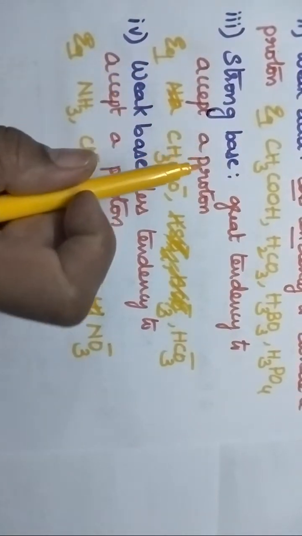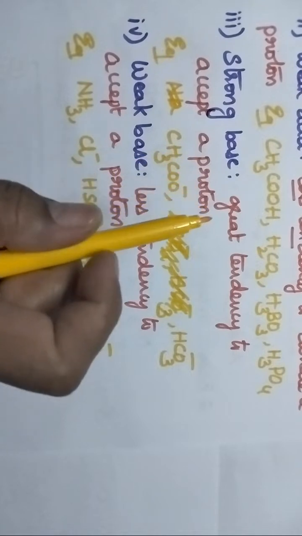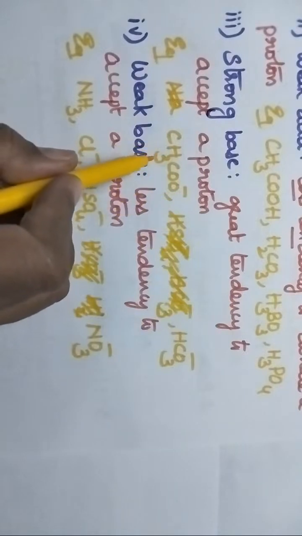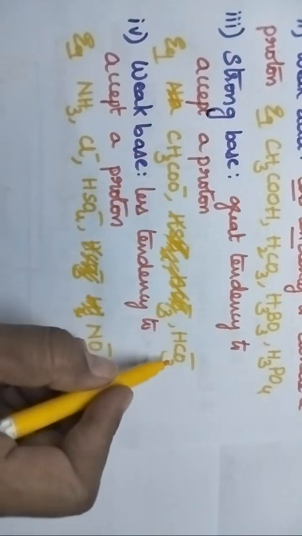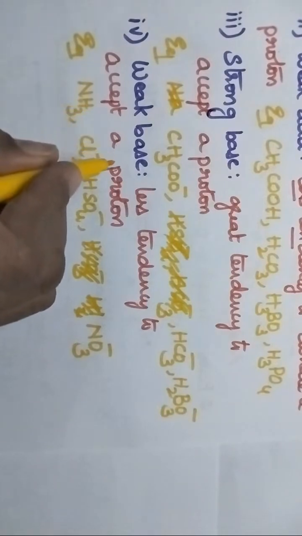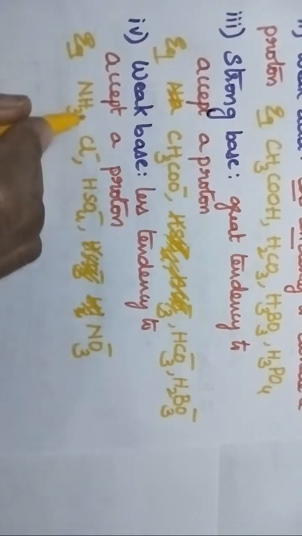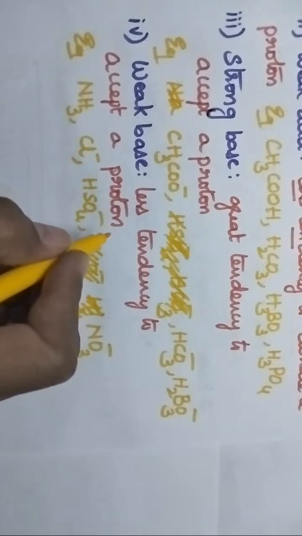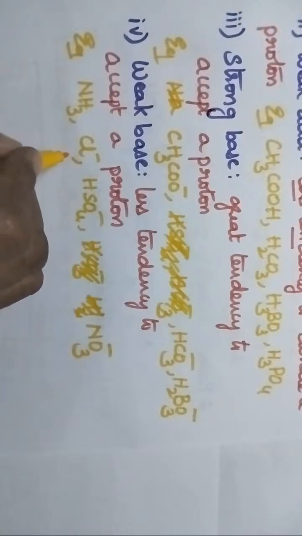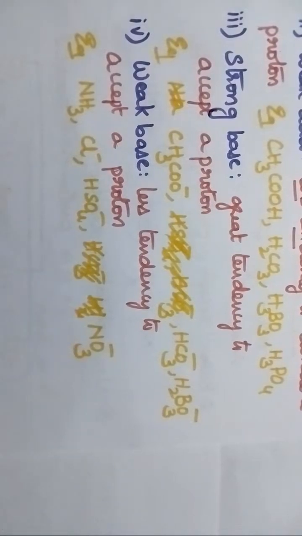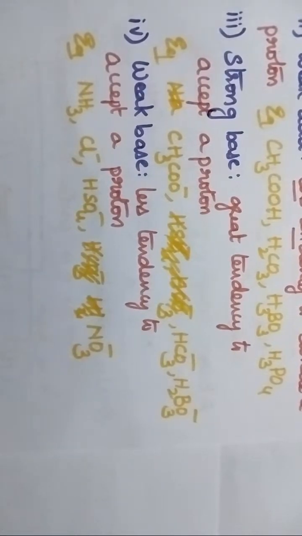So, coming to the strong base, generally we will obtain from the weak acid by the donation of a proton. So, it includes CH3COO minus, HCO3 minus, H2BO3 minus, etc. And coming to the weak base, generally they have less tendency to accept a proton, NH3, and we can get conjugate base from the strong acids. That's why it is Cl minus, HSO4 minus, NO3 minus, etc. That is about the strength of acids and bases.